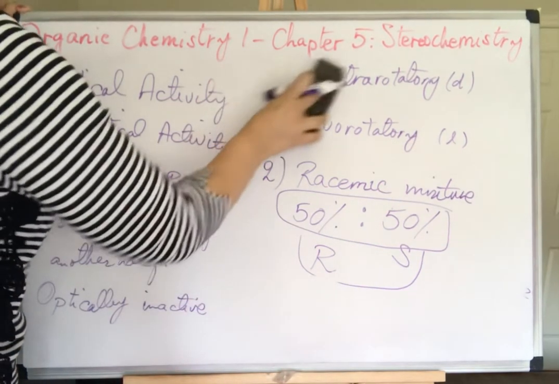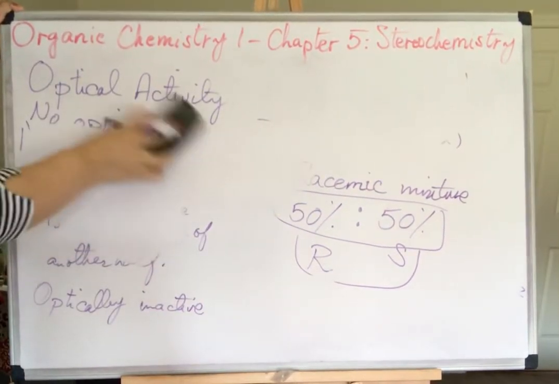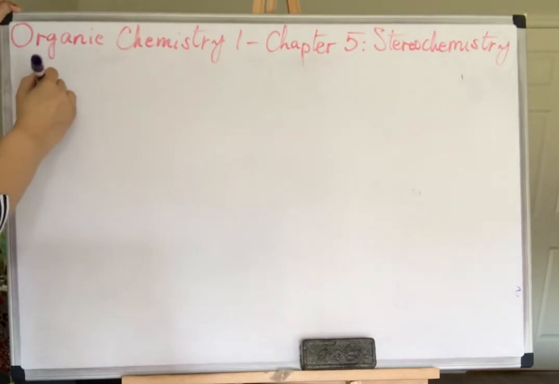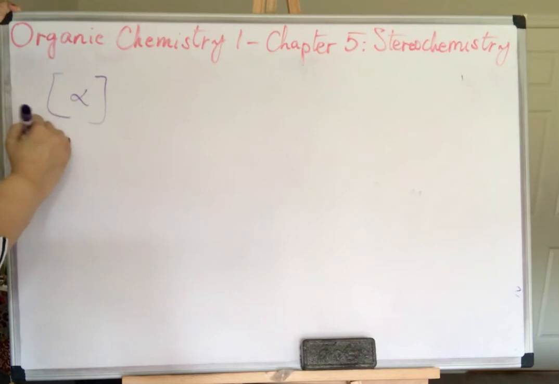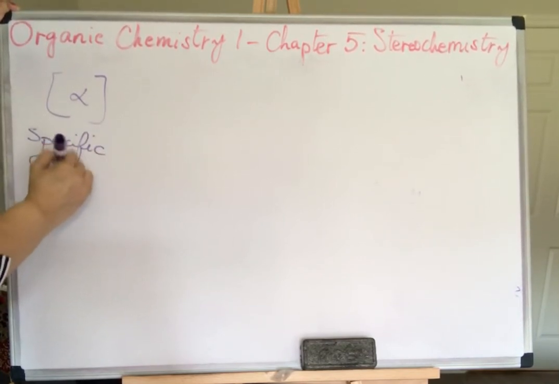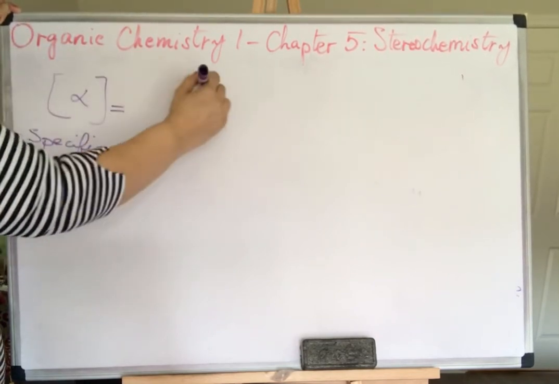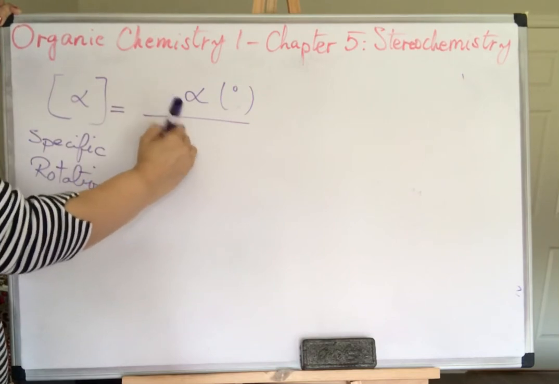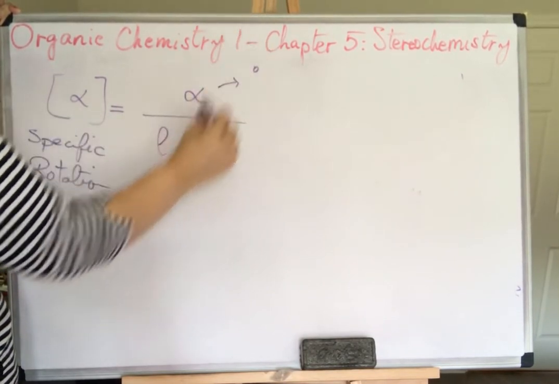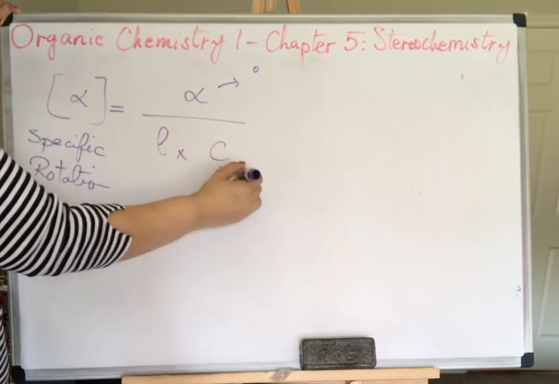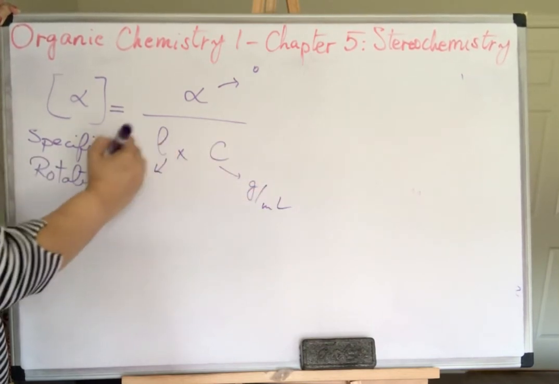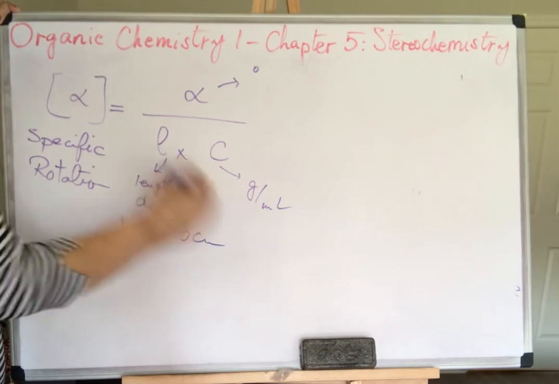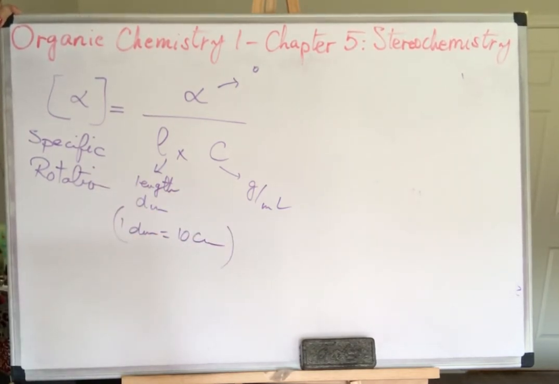The next thing is how to determine the specific rotation. There is an equation which will be given to you in the exam for sure, and the specific rotation is shown as alpha. It is the observed rotation in degrees, divided by L times C. C is always the concentration in grams per milliliter, and L is the length, normally in decimeters, and 1 decimeter is 10 centimeters.